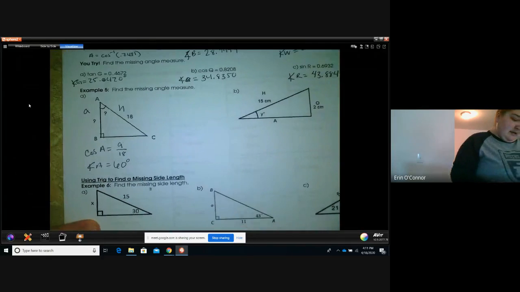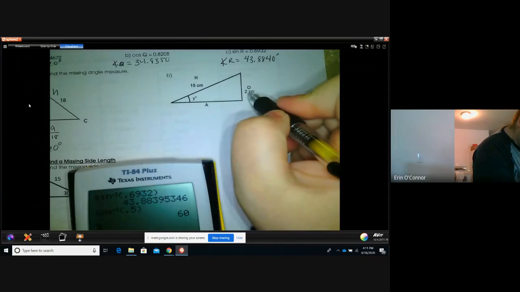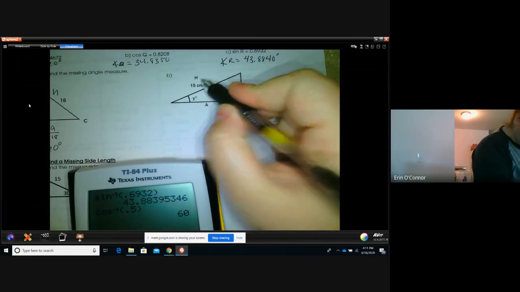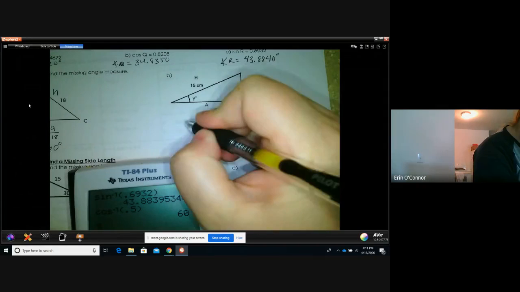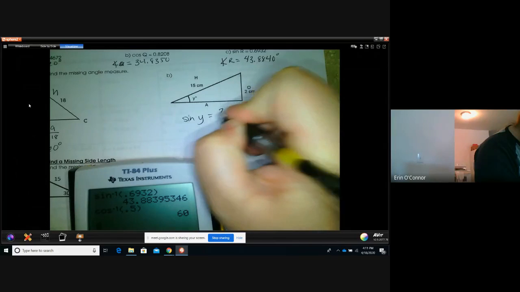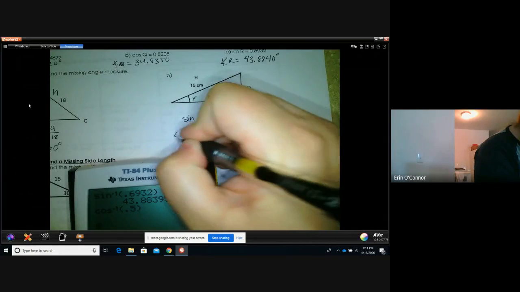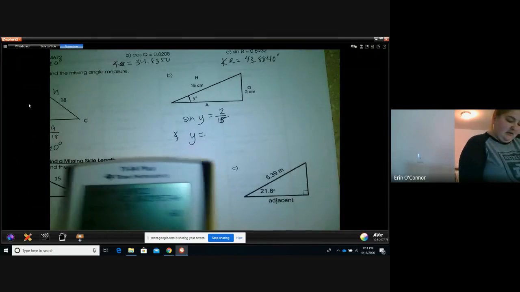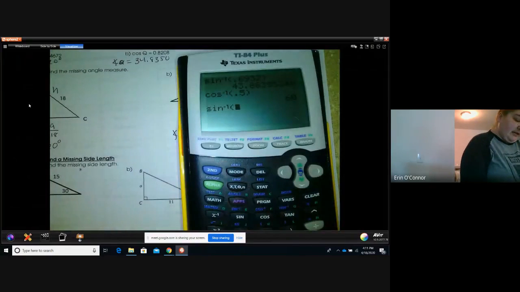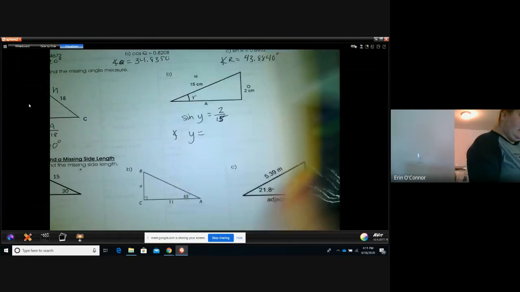Okay. Likewise over here, across from y right here is opposite, and this is hypotenuse. So opposite and hypotenuse is sine y is equal to 2 over 15, not 18, which means angle y is equal to inverse sine 2 divided by 15, 7.6623.